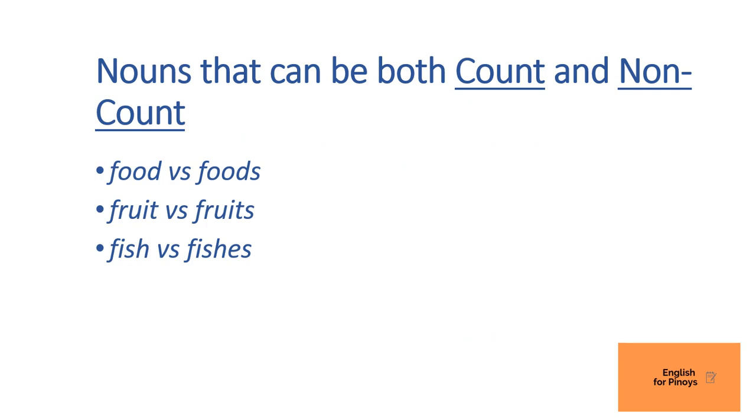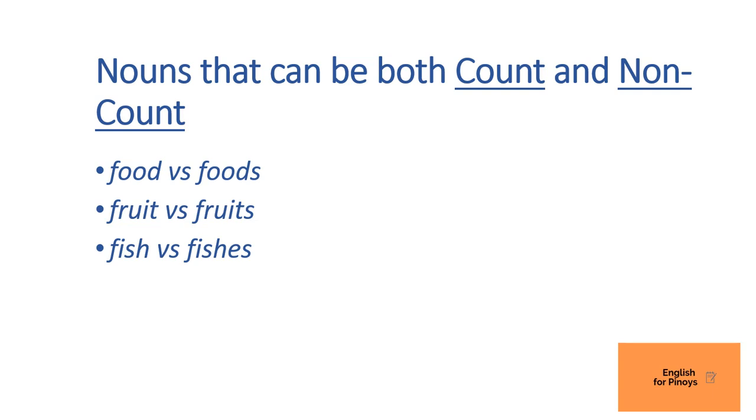And as I've said earlier, there are certain nouns that can be both count and non-count, depending on how they're used. For example, you have food versus foods, fruit versus fruits, and then fish versus fishes. I just noticed that they all start with the letter F. All right. Now, so when do we use food? When do we use foods?